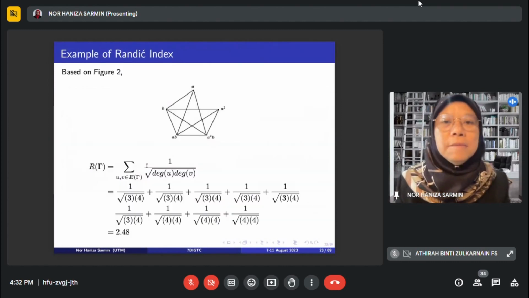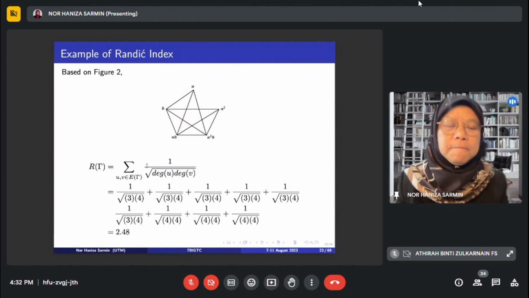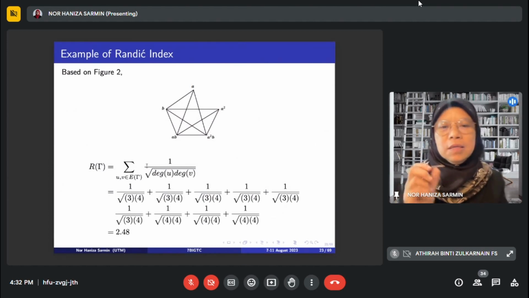So based on that figure, we find the degree, and then you just take the product and square root and take the reciprocal and add up all of those. So we get 2.48.